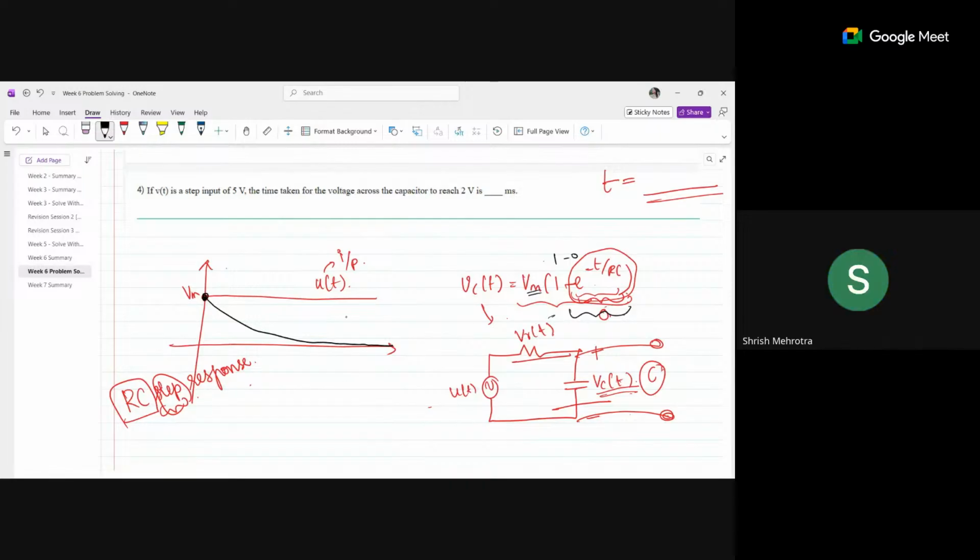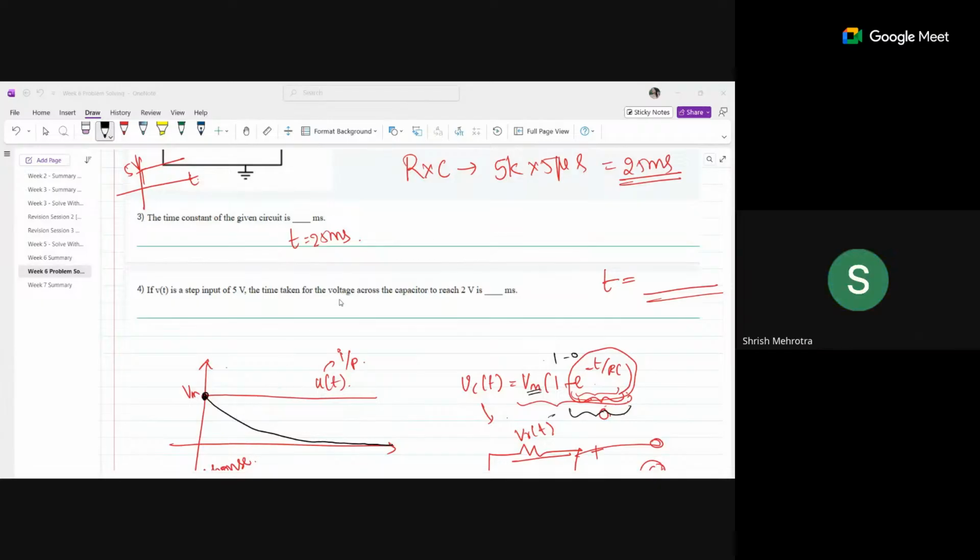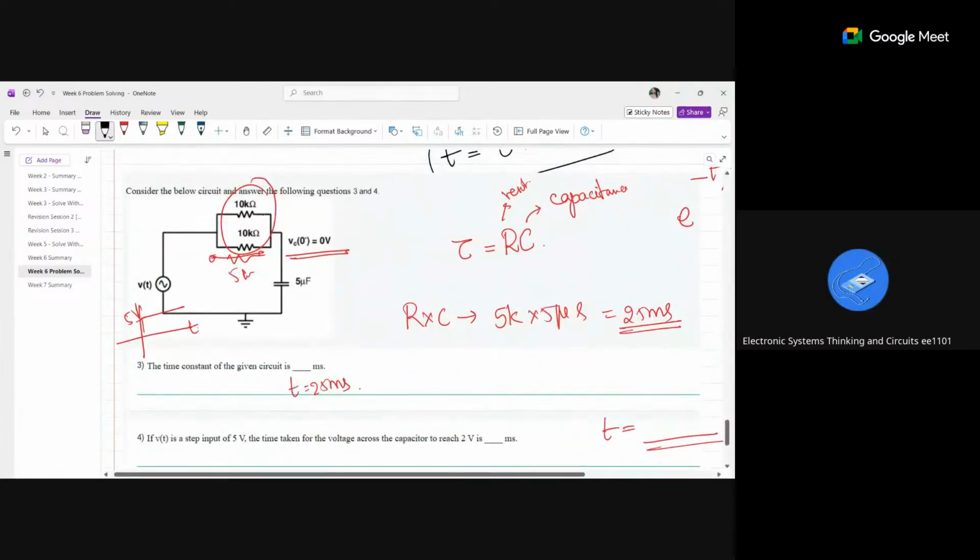But ma'am, in the question it is given what happens with time. Yeah, come again one by one. Ma'am, I was saying in the question it is given that when t equal to 0, Vc of t equal to 0. Yes, at time t equal to 0, Vc of t is equal to 0. So initially, the capacitor has no energy within it, no voltage stored in it, no potential in it.